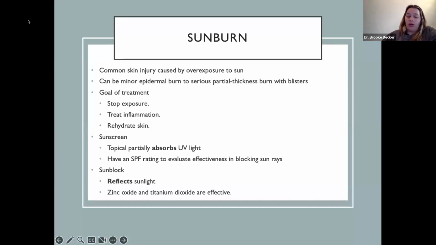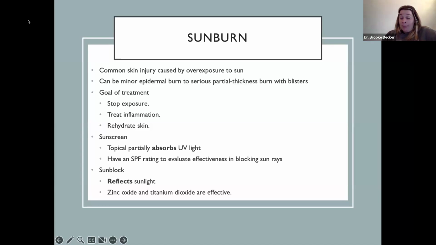To stop the exposure to the sun by utilizing sunscreen, but if kids already have burns, they should stay out of the sun, okay? Treating the inflammation with something like aloe vera, something calming to the skin, and then rehydrating that skin as well. That will help get them through that sunburn process.